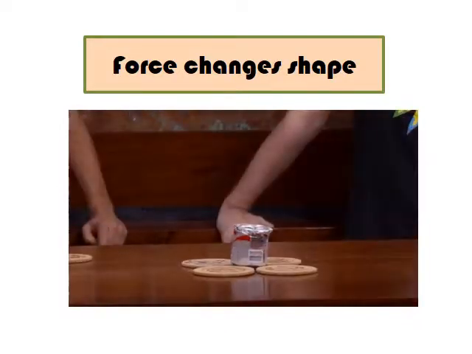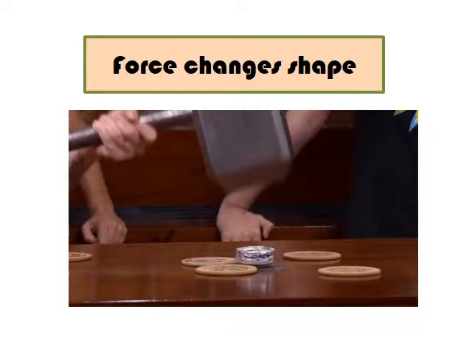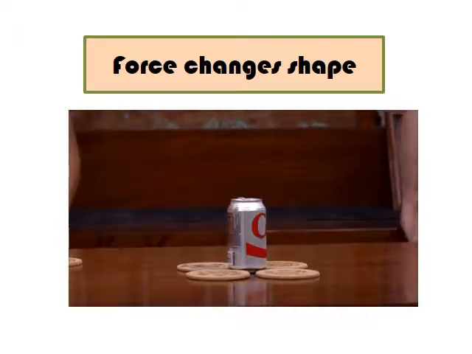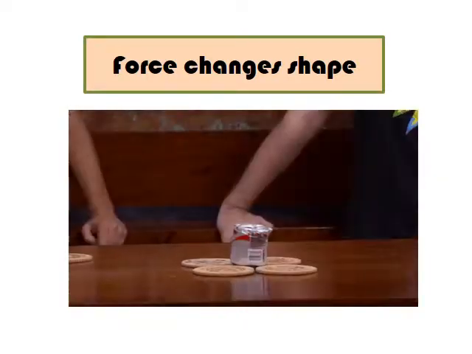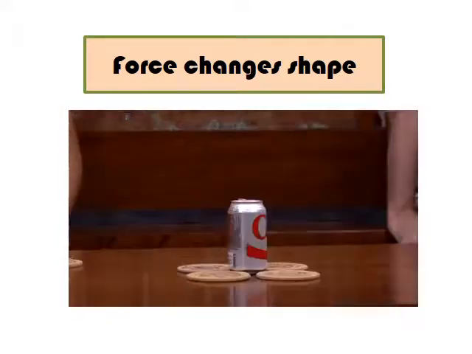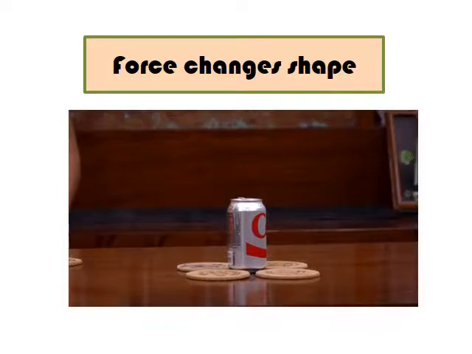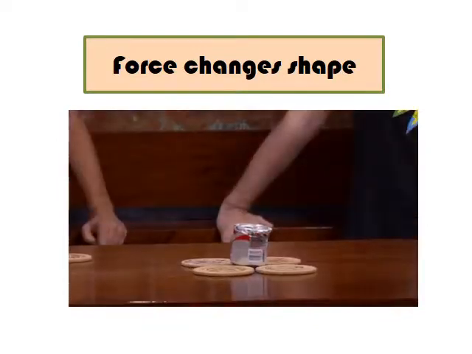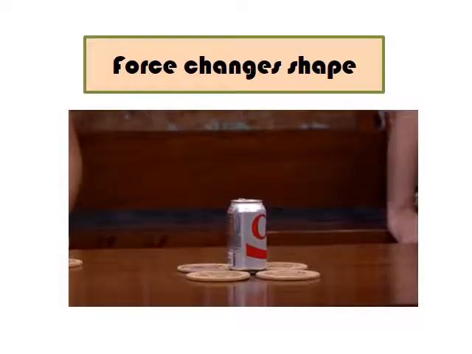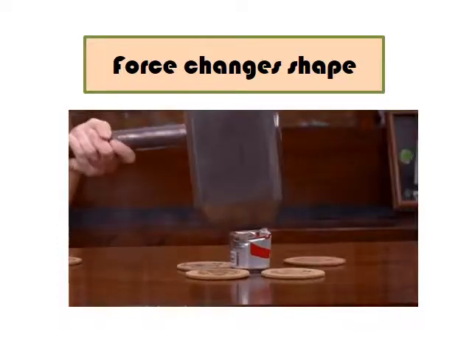Force also changes shape, as you can see. The can looked like a normal can, and once we started hitting it with a hammer, which means that we exerted force on it, it changed its shape. So one of the uses of force is to change the shape of the object.